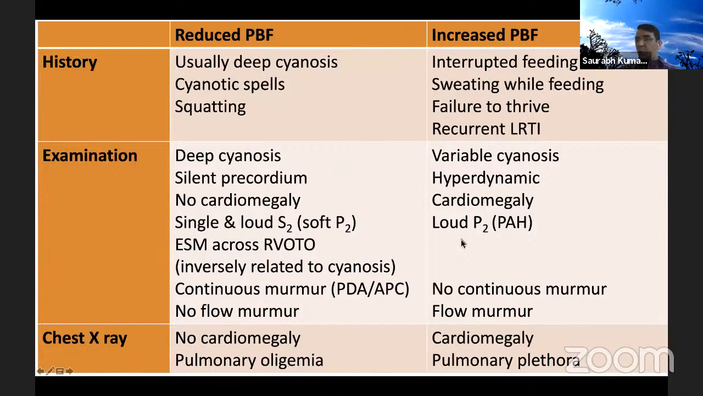While in the group with increased pulmonary blood flow, we'll find cardiomegaly, loud P2 indicative of increased pulmonary blood flow, and flow murmurs. And as I have indicated earlier, as the patient grows older, this group becomes less and less likely. So if we are dealing with a patient of more than 10 years of age, we should put more money on reduced pulmonary blood flow than on increased pulmonary blood flow, because the odds based on probability are towards reduced pulmonary blood flow.